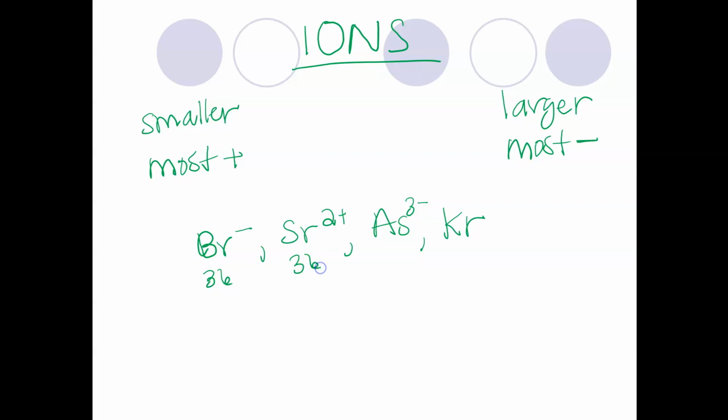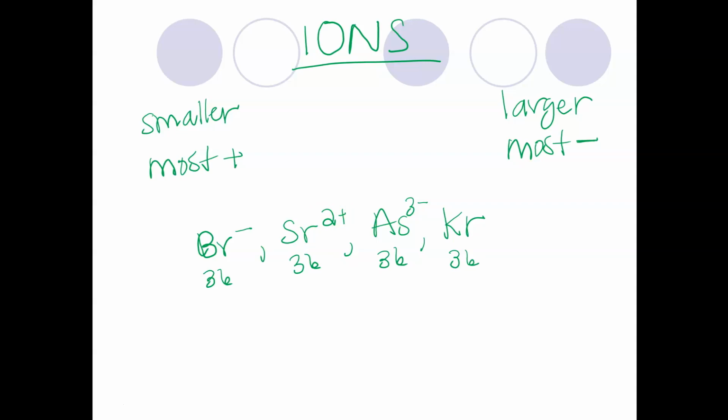36 electrons, arsenic has 36 electrons, and krypton has 36 electrons. So when I figured out the electrons, I took into account, like arsenic typically has 33 when it's a zero charge, but I added 3 more electrons because it's a 3-. Strontium has 38 normally, but I took away 2 because it's a 2+. Okay, so they all have the same number of electrons.